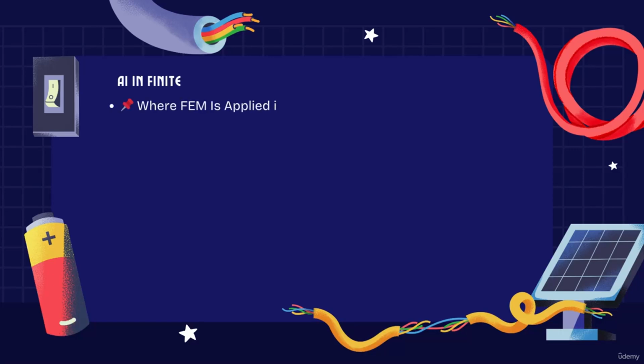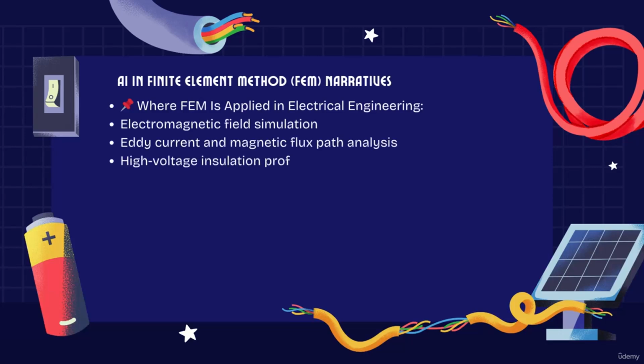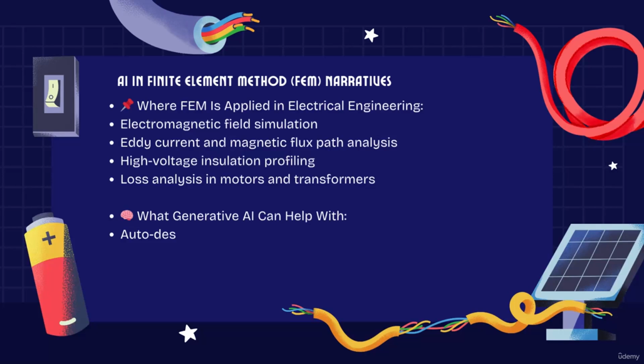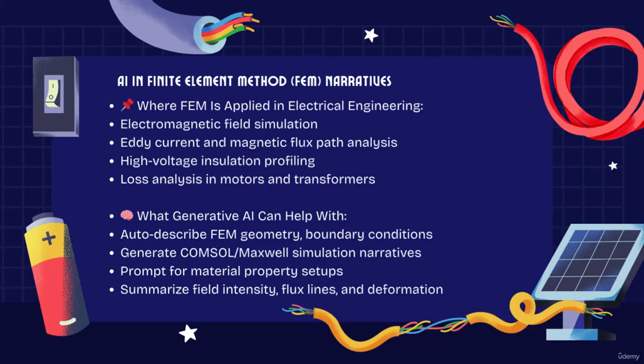Finite element method, FEM, is essential for solving complex electromagnetic problems in electrical engineering, from simulating electric field distribution in insulators to modeling inductance in magnetic cores. These simulations are traditionally performed in platforms like ANSYS Maxwell or COMSOL Multiphysics, but interpreting results and documenting simulation assumptions are time consuming tasks. With generative AI, we can prompt for narrative summaries, mesh refinement suggestions, and even COMSOL script templates to accelerate design cycles.